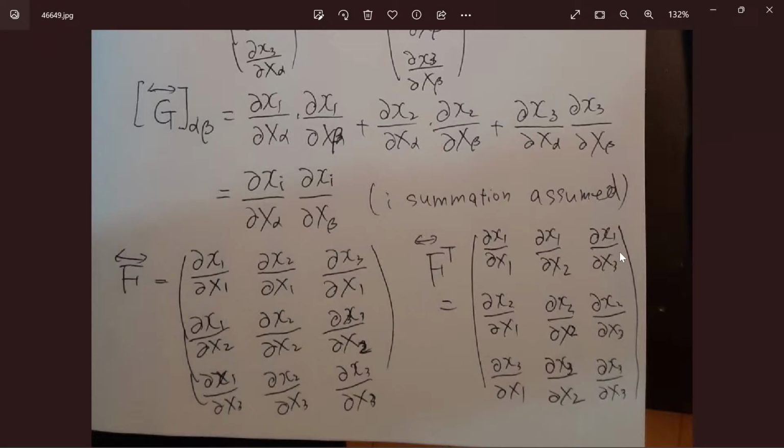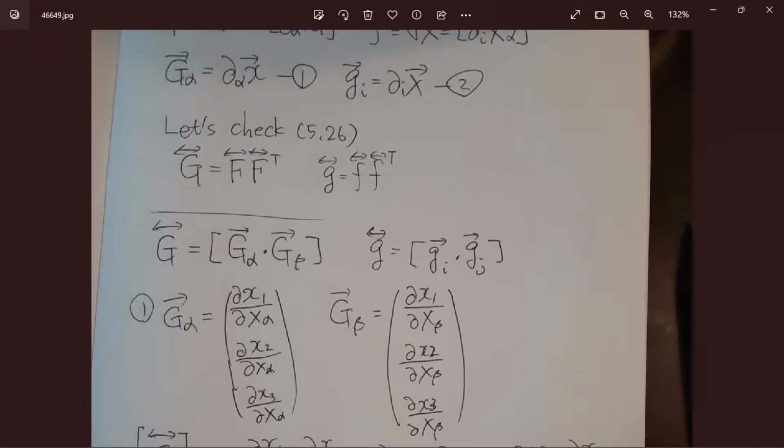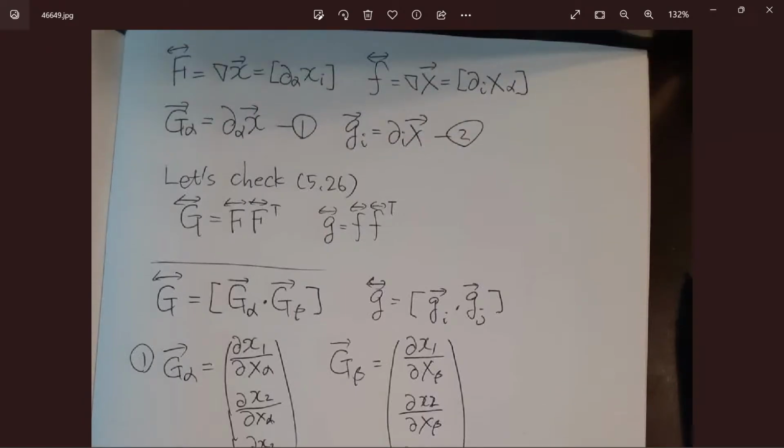If we want to know the 1 3 component of the G tensor, you calculate this row and this column. Then you get 1 2 2 3 3, and downstairs you see 1 3 1 3 1 3. So okay, this was correct. So equation 526 was correct.